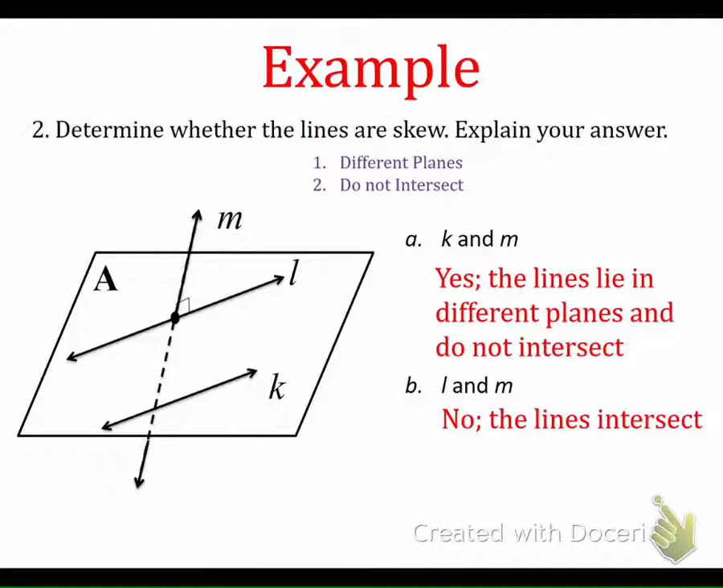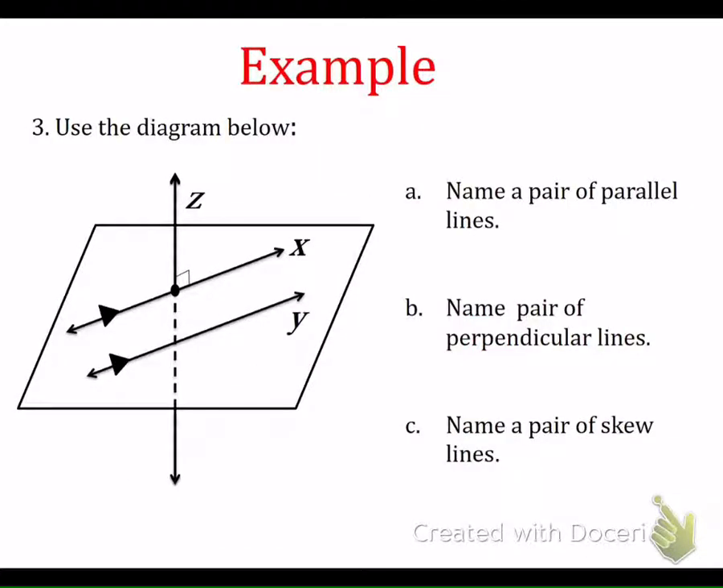Any questions? So it says, use the diagram below. Name a pair of parallel lines. Line X and line Y, you can tell because of the little arrows. The arrows mean parallel. So line X and line Y.